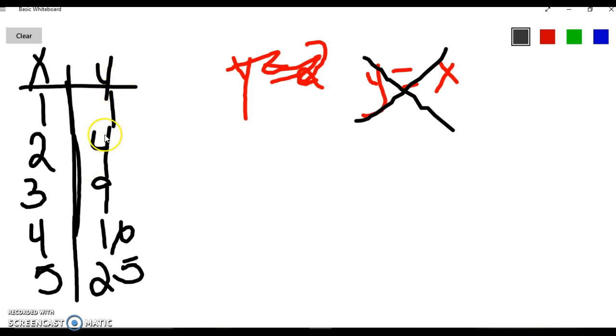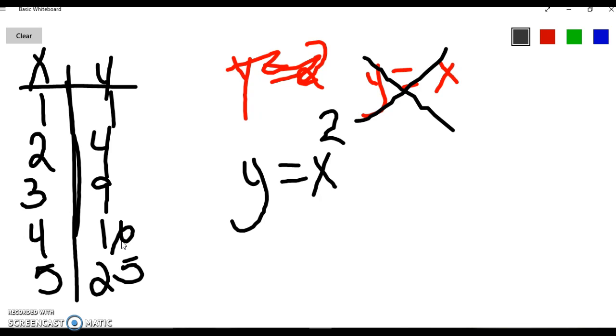Looking at the numbers, they look like all squares of these numbers, right? So 1 squared is 1, 2 squared is 4, 3 squared is 9, 4 squared is 16. So remember, there's no formula. This is just guessing and checking and looking for patterns. So let's try that. So y equals x squared. Let's check it out to see if it works.